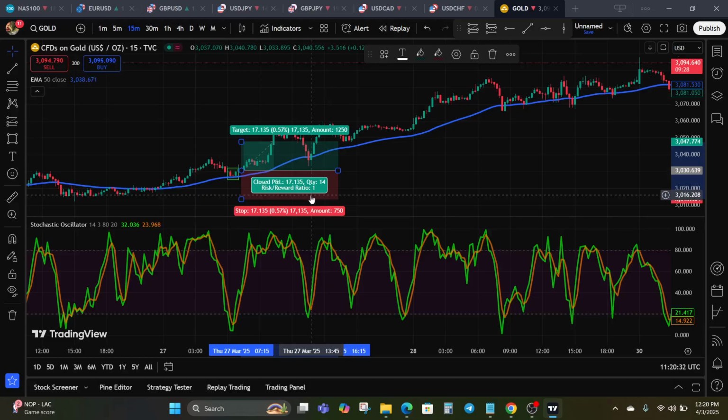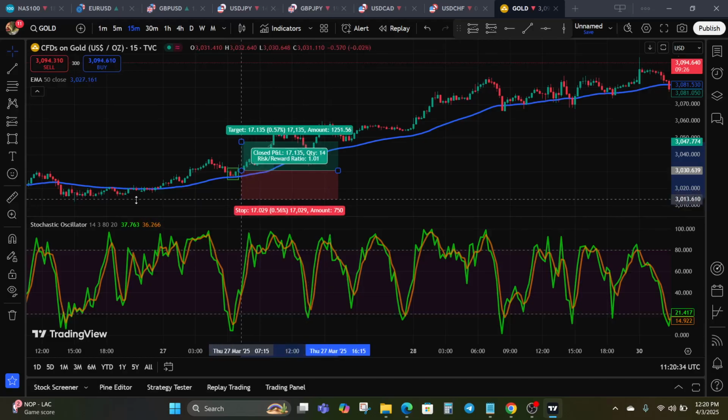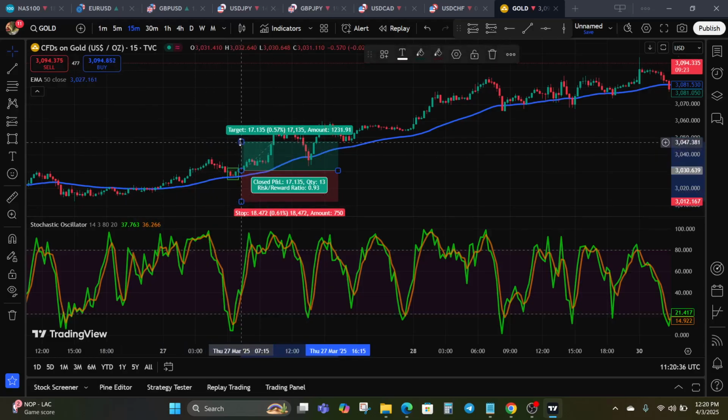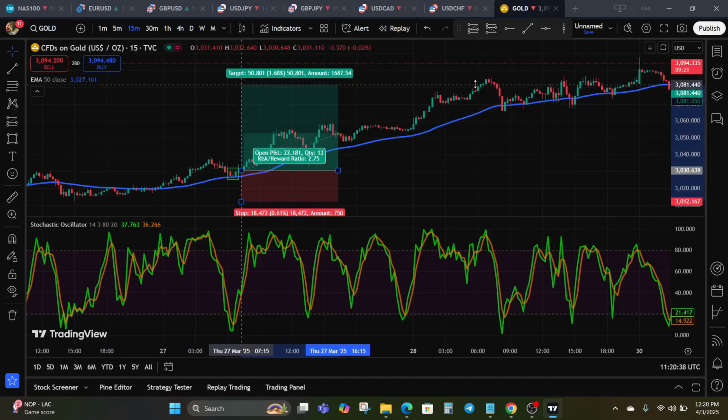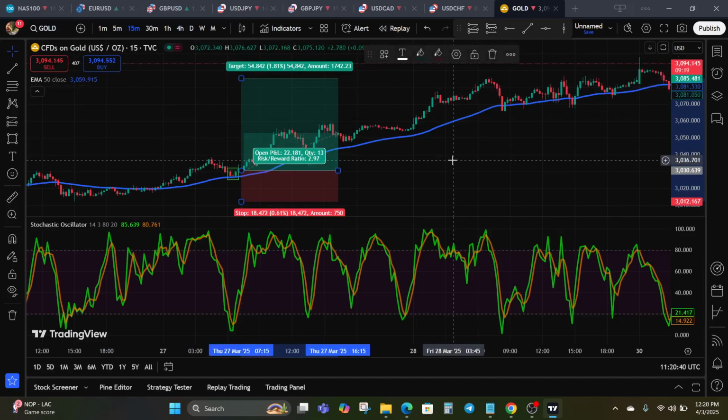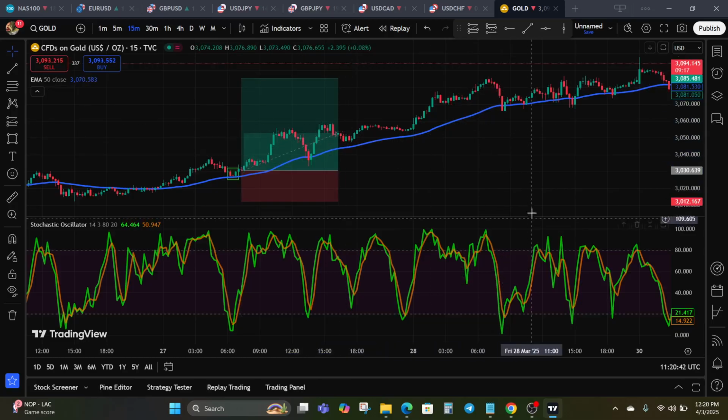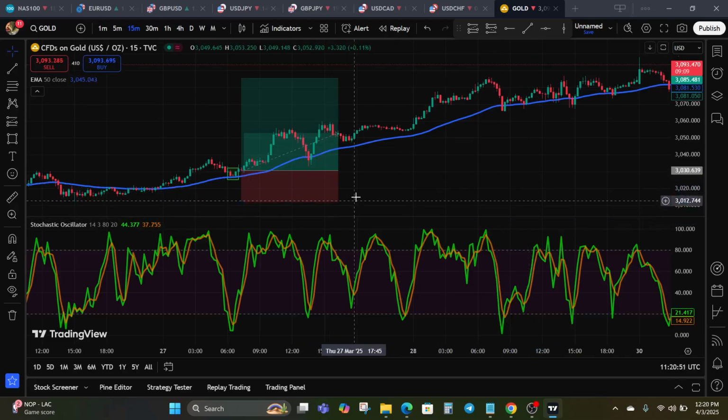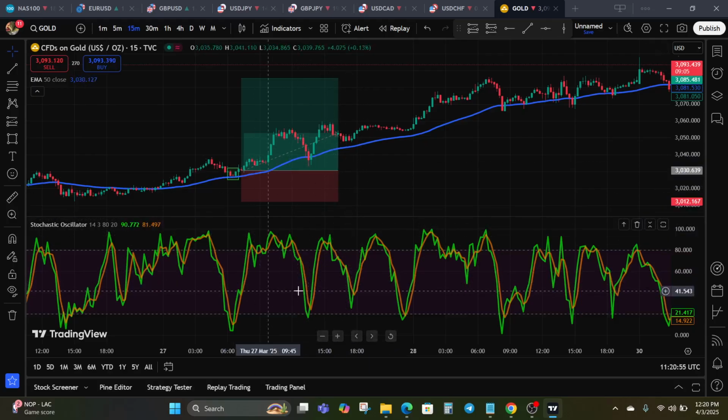After entering our buy trade, we can set our stop loss below the previous swing low, and for our take profit, we can target the next key resistance zone. Or you can decide to exit your buy trade when the stochastic oscillator gets into the overbought territory.